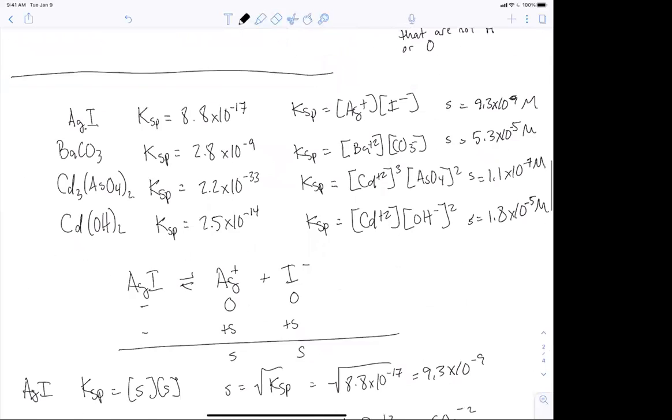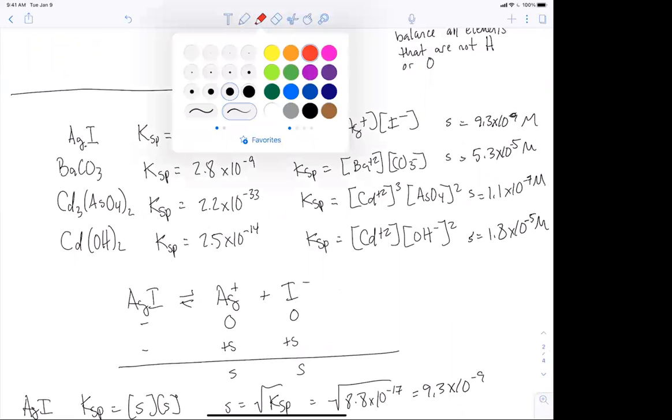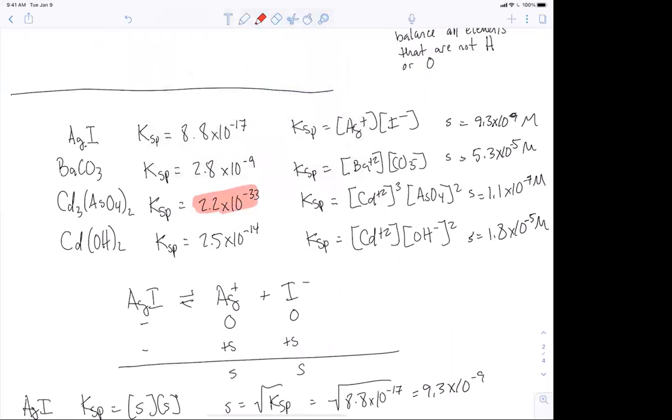At first glance, it feels like it's got to be this one because 10 to the minus 33rd is such a small number. But when you actually calculate the molar solubility from the KSP, we see that it's 10 to the minus 7th. So even though the KSP is smaller than it is for silver iodide, when you compute the molar solubility, we see that silver iodide is actually less soluble in water than cadmium arsenate.